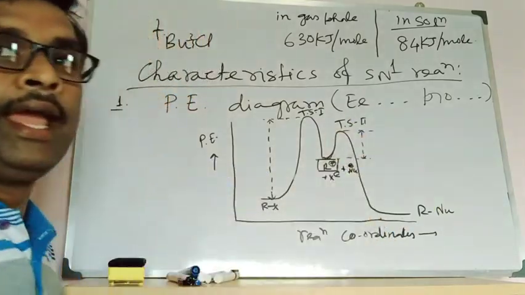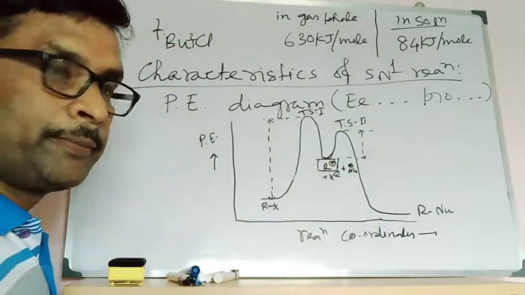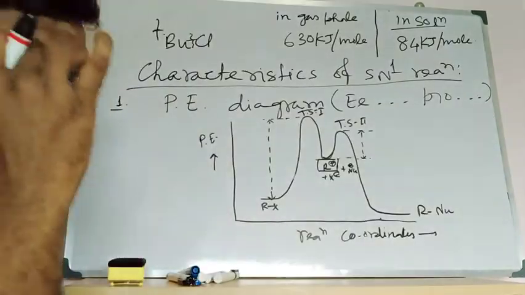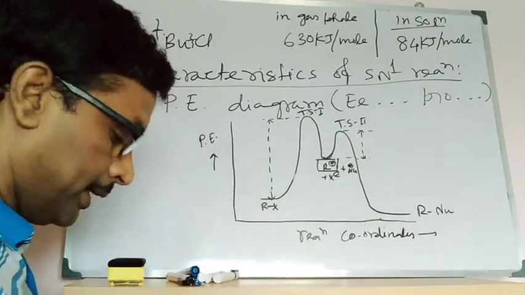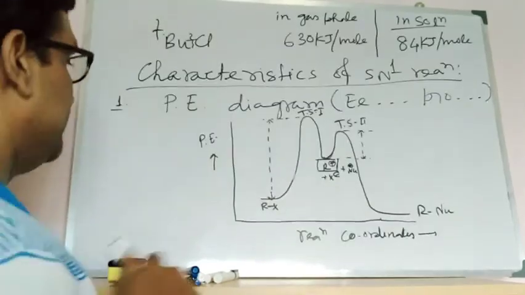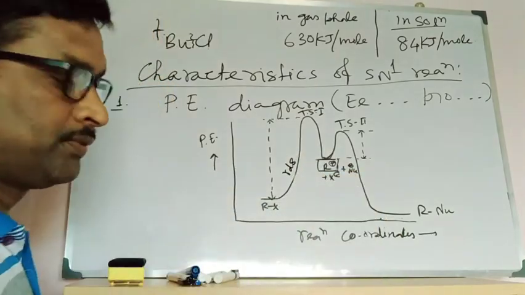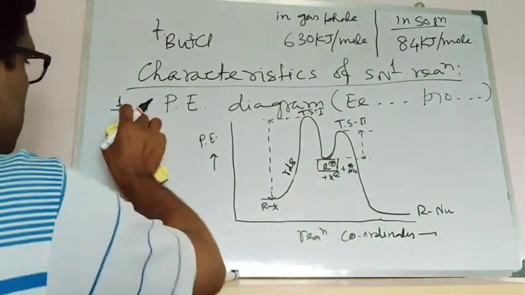Its required activation energy is lower. So this step is faster and this step is slower. In this way you can explain why the first step is the RDS. Okay, so clearly this step is the RDS, that is, the first step is the RDS. So this is number 1.